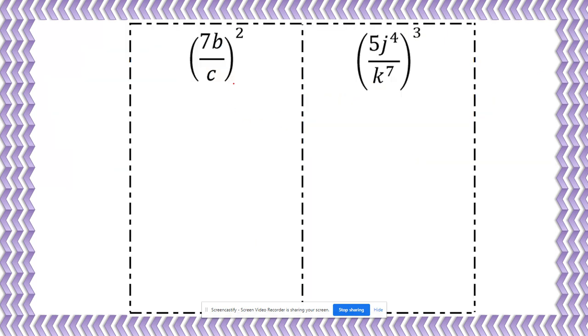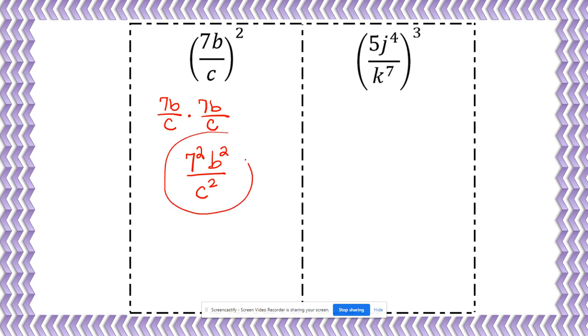So let's look at some examples. This says 7b over c raised to the 2nd power. I need to remember that that 2nd power has to be done for every term. So if I'm doing 7b over c to the 2nd power, that's telling me to do 7b over c times 7b over c. What I notice here is that I have 2 7's multiplied by each other, 2 b's multiplied by each other, and 2 c's multiplied by each other. So that's 7 squared b squared over c squared, and that would be my solution.